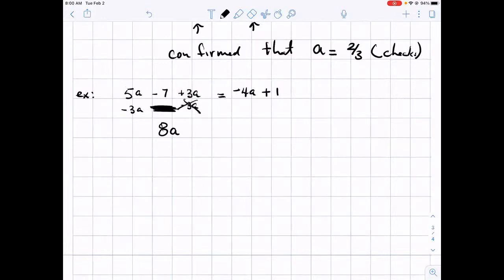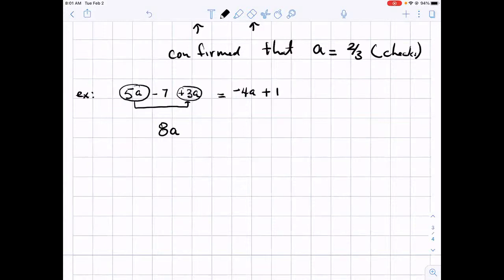So you do not do this. Okay, it's a very common mistake. We do not do that. So all we do is combine the 5a and 3a, and you take the signs with them. Okay, you take the signs.